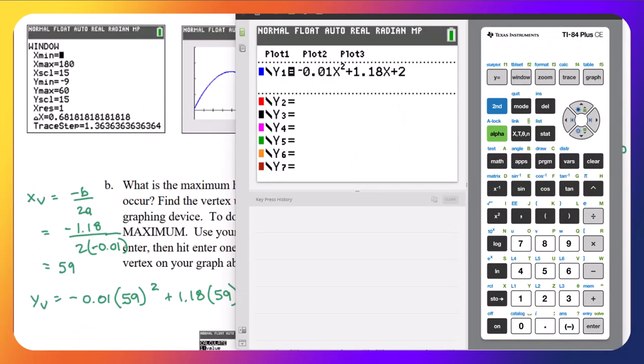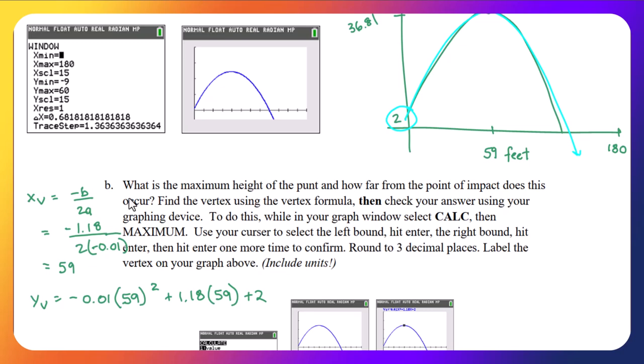Well, to find the maximum where this punt is, this kick, we can use the idea of a vertex. And negative b over 2a will find that vertex. Our b is 1.18. Our a is negative 0.01. So over to the left, we can see that the negative b is negative 1.18, and the 2a is 2 times negative 0.01. Working that out, we're going to get 59.